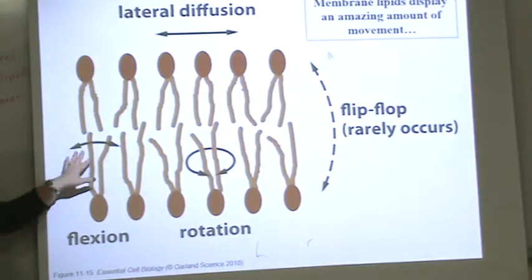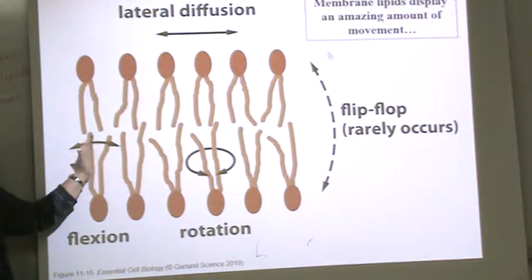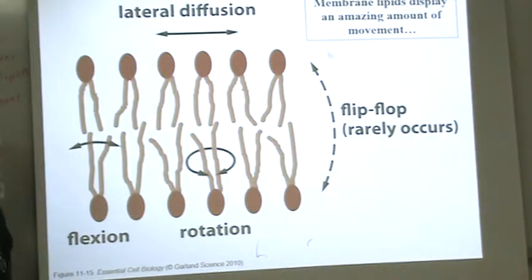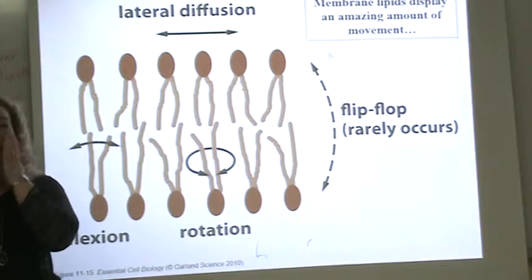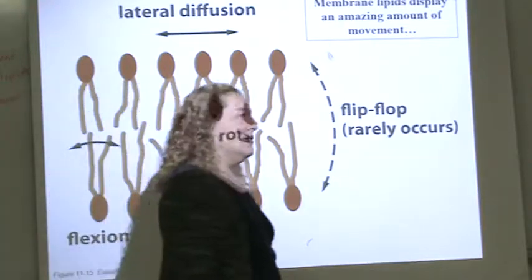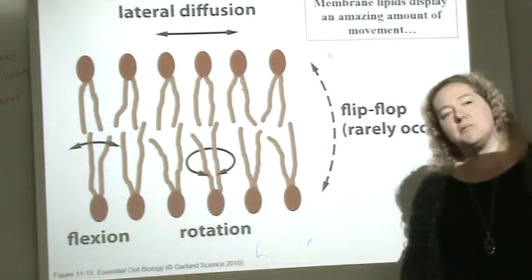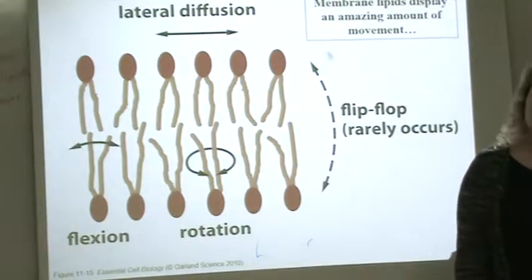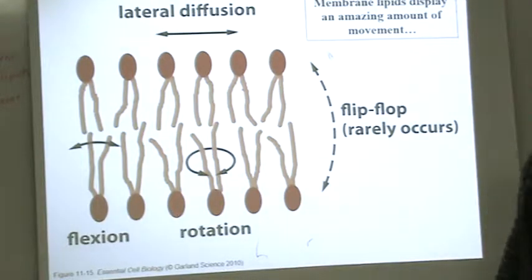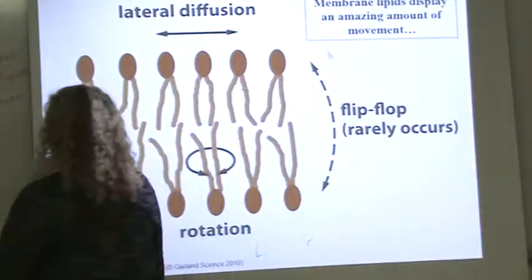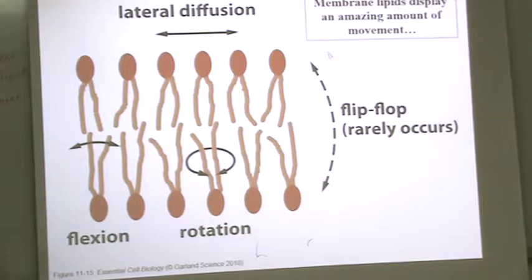They also can flex their tails. Thermal motion will just cause that to happen. And they also can individually spin around. It's kind of like if you're standing in a crowd and I'm tired of standing here, I can move over. I could spread my leg out and get more space. I could lean this way, lean this way. I would not personally spin around very often, but I could if I wanted to. So those kinds of movements give you the fluid part of fluid mosaic. Quite a lot of movement.